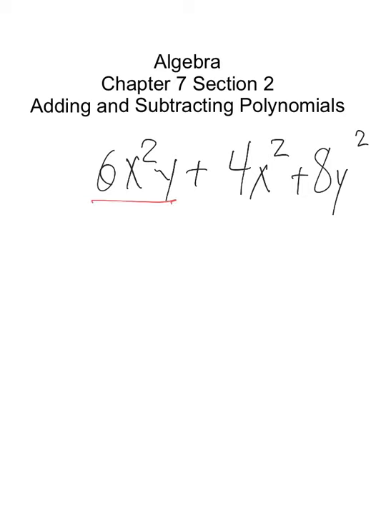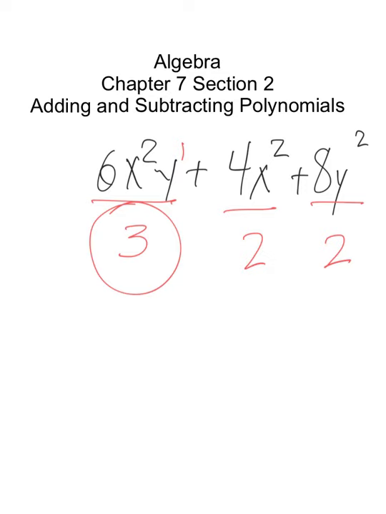This term has a degree of 3 because it's 2 plus 1. This term has a degree of 2. This term has a degree of 2. This is the largest of the 3 numbers, so the degree is 3. All right. Move on to the new stuff today.